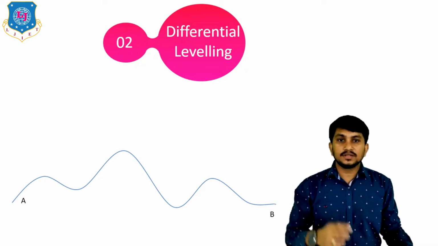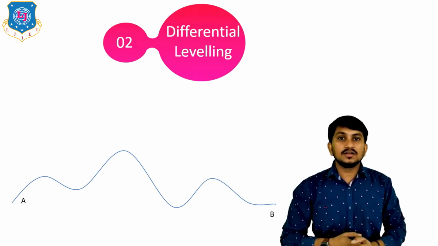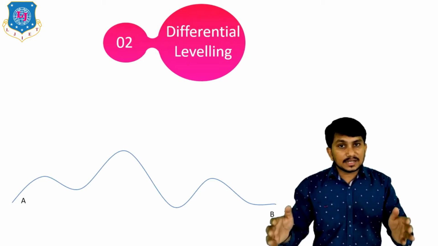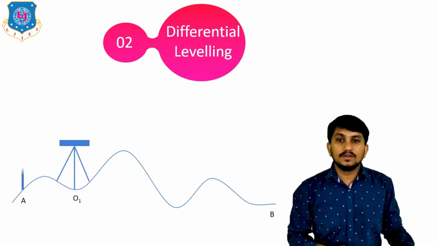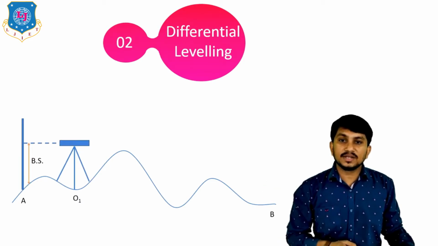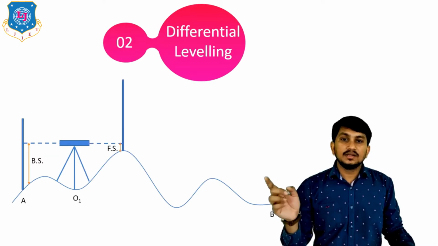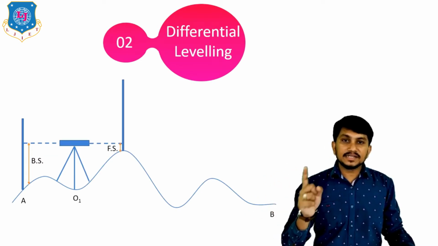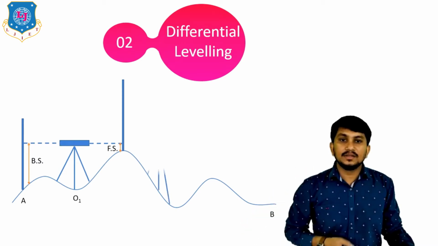In this type of condition, differential leveling is used, where only one setup cannot fulfill our requirement to find out the level difference between these points. A number of setups are required. Suppose this is the first setup, O1. We will take the readings at station A. The first reading taken is called BS. After that, we will take the last reading of this setup, which is FS. After taking the last reading FS, we will move this instrument to the next setup like this.